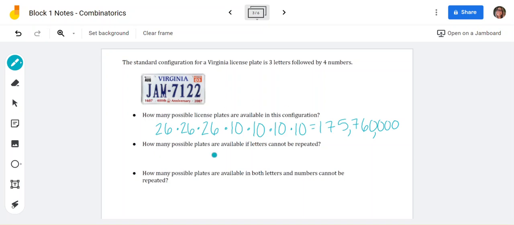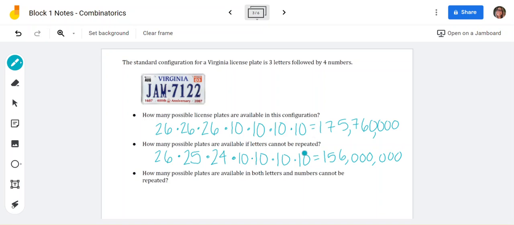But how many possible plates are available if the letters can't repeat? So if they can't repeat, that tells us that there's 26 options for the first letter, but whatever letter we use for the first letter, we're not allowed to use again. So then there's only 25 options and then 24 options. Now they didn't say anything about the numbers not repeating, so those will all still be 10s. So that takes us down to 156 million options.